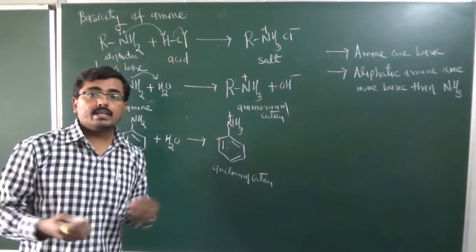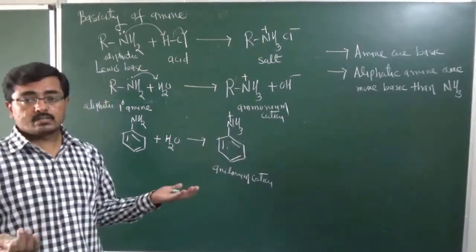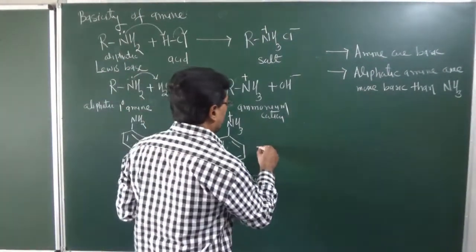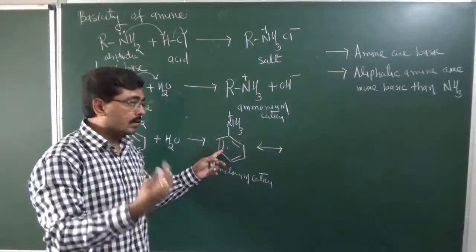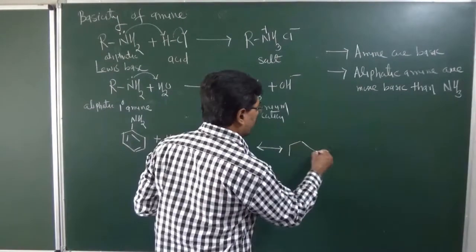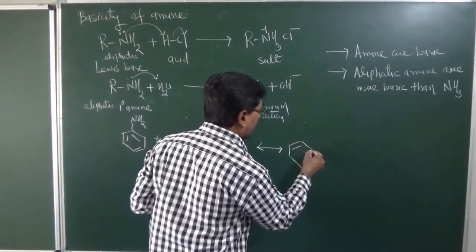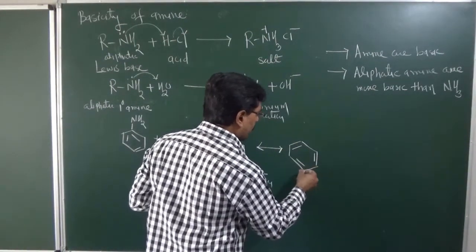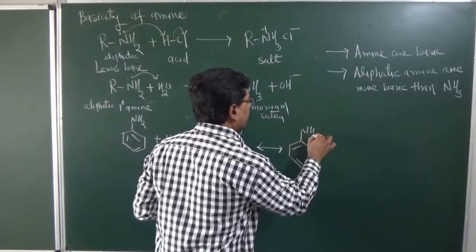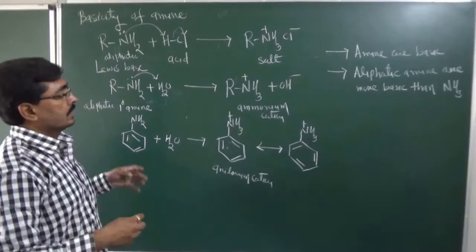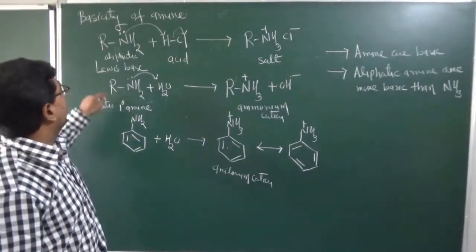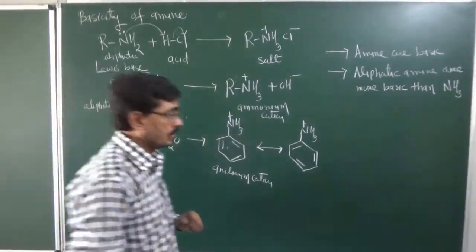Now the anilinium cation obtained has a resonating structure. Now what are the resonating structures? The place where a double bond converts to a single bond, and the place where a single bond converts to a double bond. So the anilinium cation obtained has a resonating structure. Similarly, you know that aniline also has resonating structures.